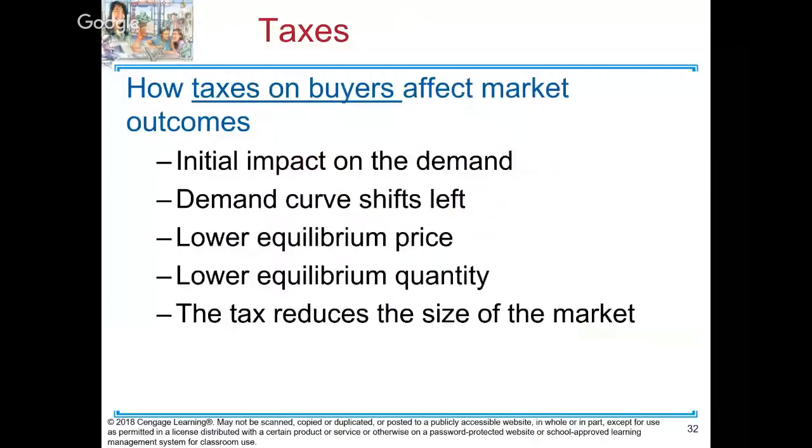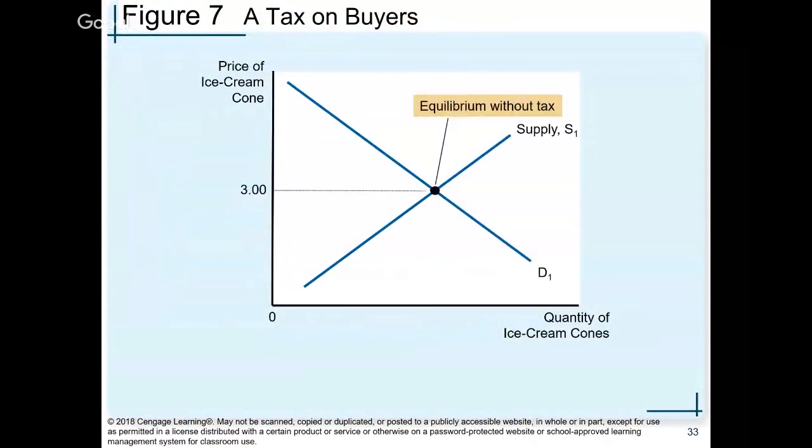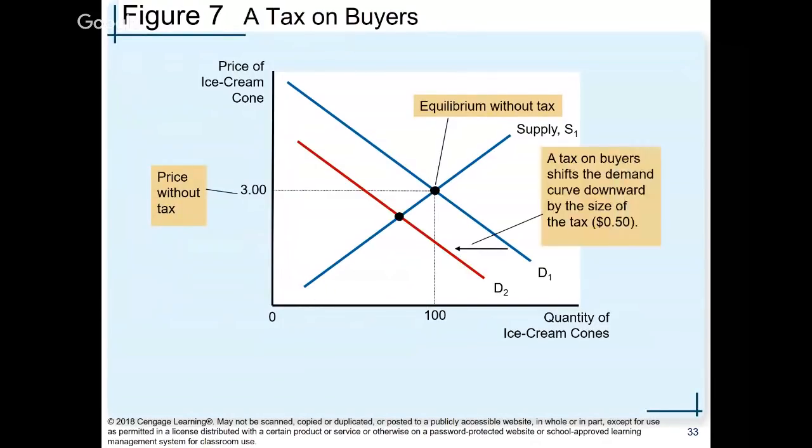All right, so if you tax the buyers, your demand curve shifts to the left. Let me show you how that looks. So if you tax the buyers, your demand curve will be shifting to the left, so it goes this way. But don't think of this as shifting left. Think of this as the demand curve going down by exactly how much the tax is. So this vertical difference, when the demand curve shifts down, is 50 cents. So when you have a tax on buyers, the demand curve shifts down by 50 cents.